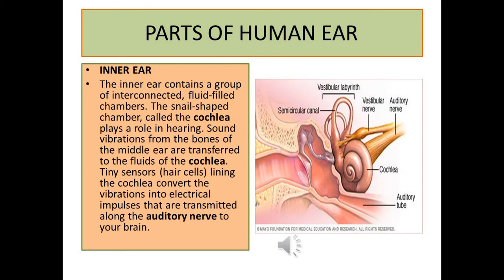Inner ear. The third part of the human ear is called the inner ear. The inner ear contains a group of interconnected, fluid-filled chambers. The snail-shaped chamber, called the cochlea, plays a role in hearing. Sound vibrations from the bones of the middle ear are transferred to the fluids of the cochlea. Tiny sensors, hair cells, lining the cochlea convert the vibrations into electrical impulses that are transmitted along the auditory nerve to your brain.